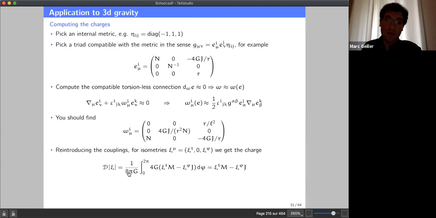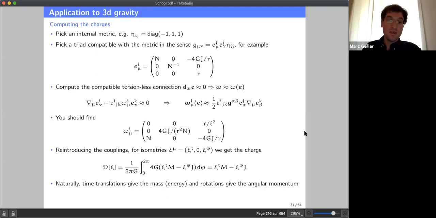The 1/8πG is the coupling of the Lagrangian, which I reintroduced. The 4G in the charge is just coming from the charge calculation. And there is a factor of 2π coming from the circle integral. Together, this gives you just ψ_t times M minus ψ_φ times J. So as expected, we see that time translations give us the mass of the system, or the energy, and rotations give us the angular momentum.